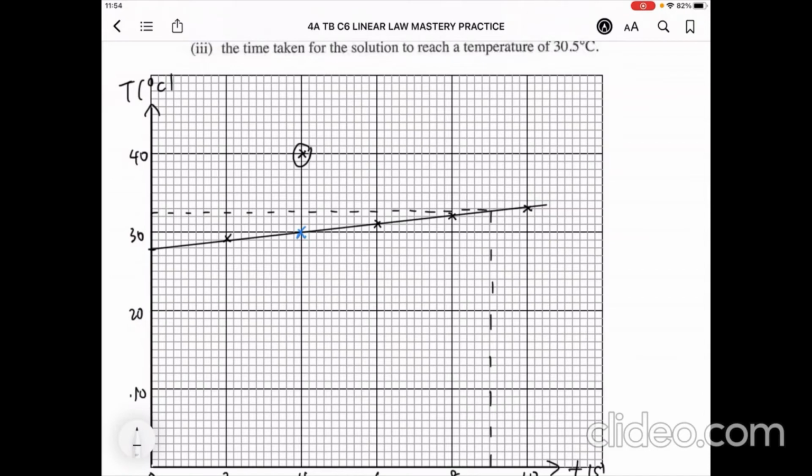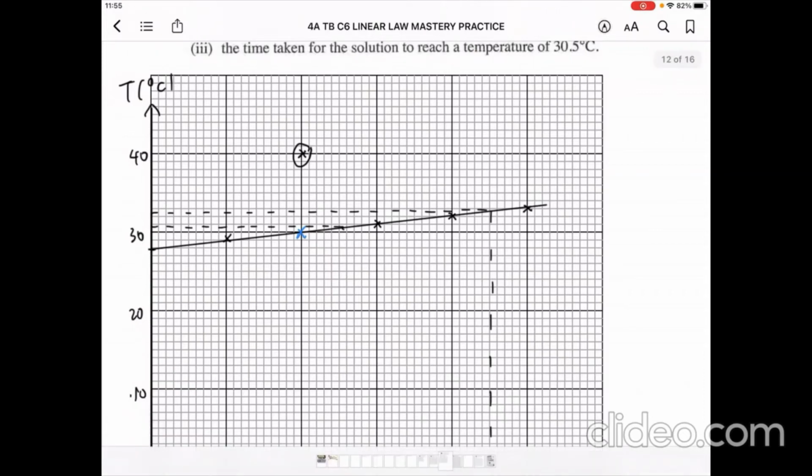Very hard to see, it's very small. And the last one, find the time taken to reach a temperature of 30.5. 30.5 will be here, in between 30 and 31. You can see it's again the middle here, so just move it down.